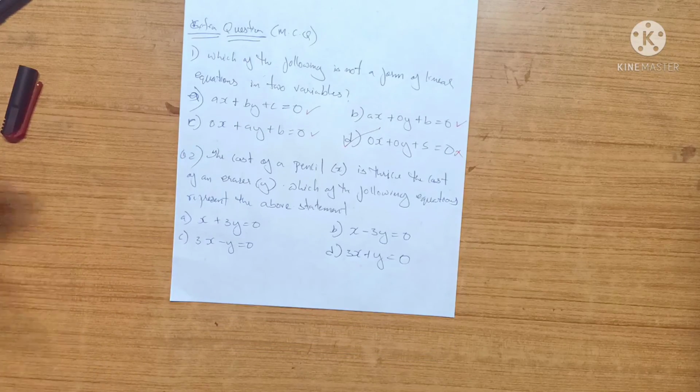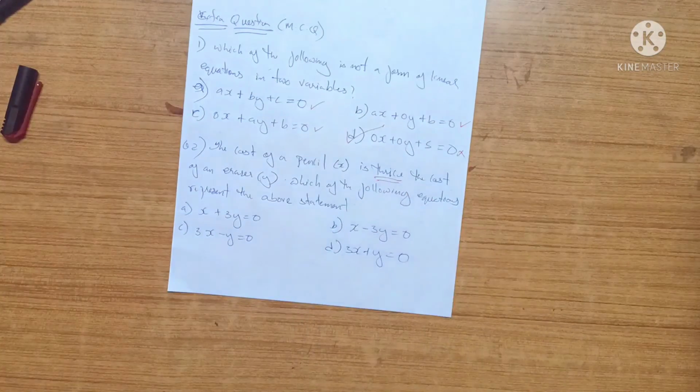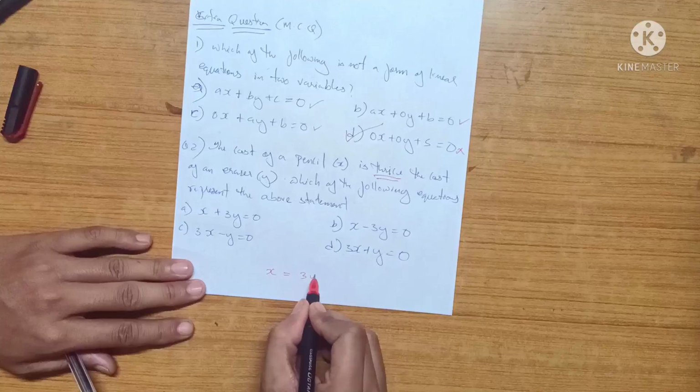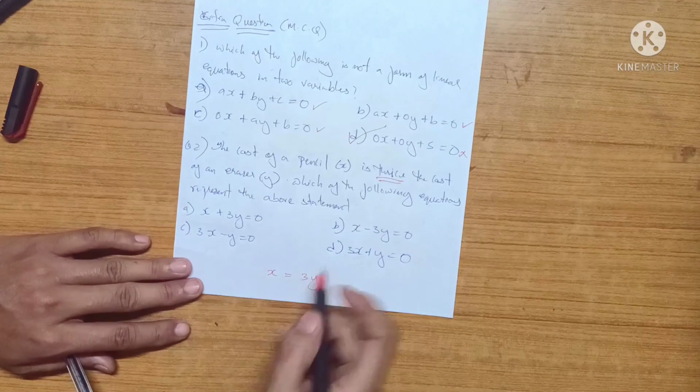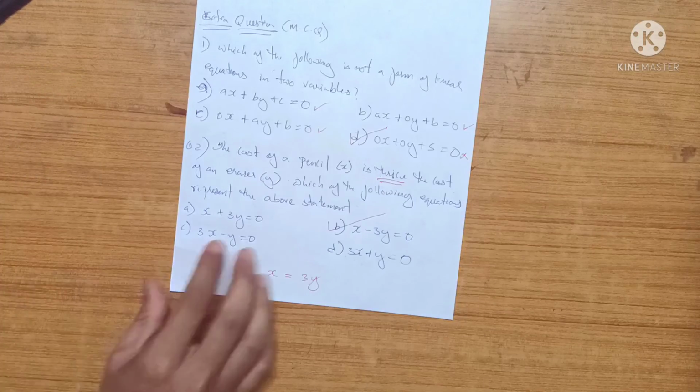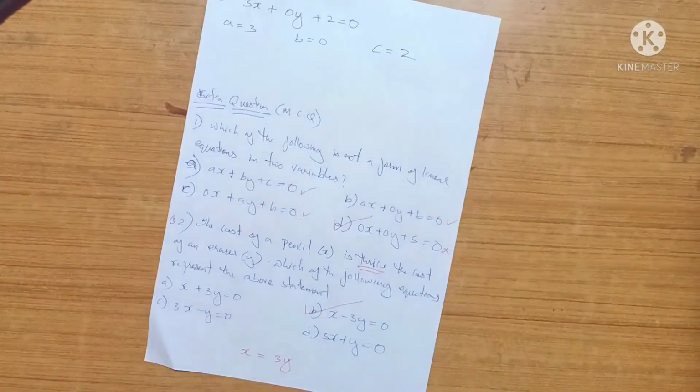Second one, the cost of a pen is twice the cost of an eraser, like the way we just did. Which of the following equations represents the above statement? But in this case, it's not twice, it's thrice. So like pen is x, so eraser is 3y. So if you bring this side, it will become minus, so this will be our correct answer. And I guess that's it for the first exercise. Next exercise, we'll do it in the next class, and we're done.